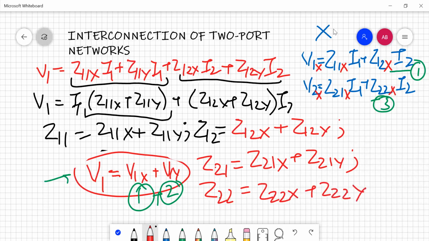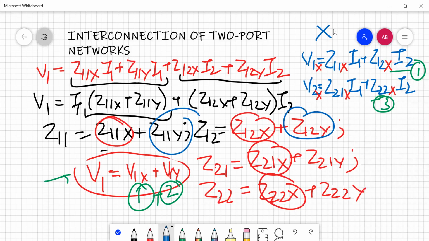So whenever you are given a two-port network where you have to connect them in series and find out the combination Z parameters, you have to simply calculate the Z parameters of the X network and then the Z parameters of the Y network and only add the corresponding ones. So you will get the value of the combination. So now let's come on to the Y parameters.